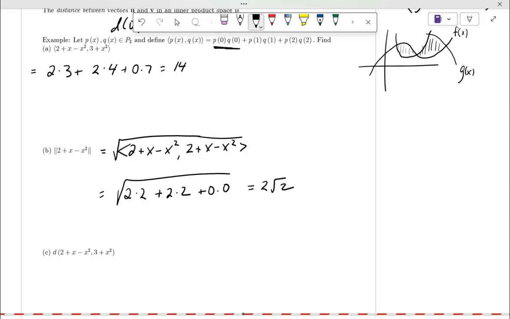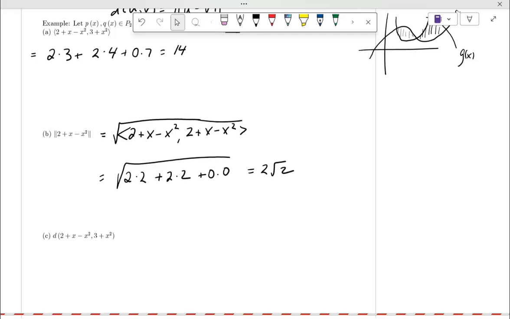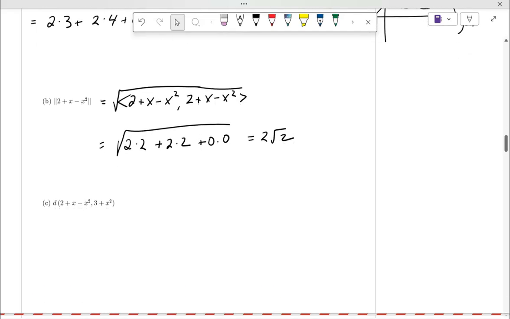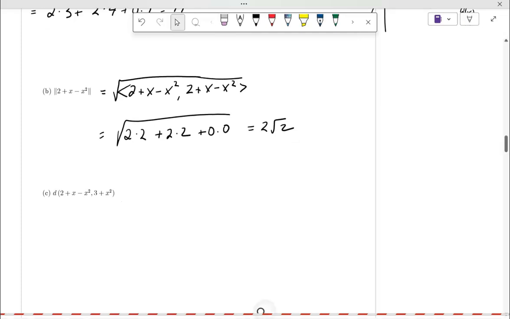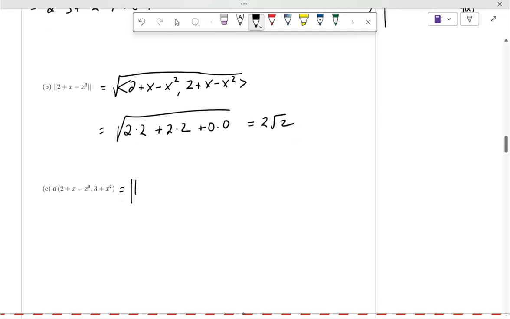Again, I know that inner product is weird, right? It's different than what we're used to. But once we have the formula, we're just plugging the numbers into the formula, right? What do we do next for the distance? By definition, what is the distance? What do you do? Good, vector u minus vector v, right?